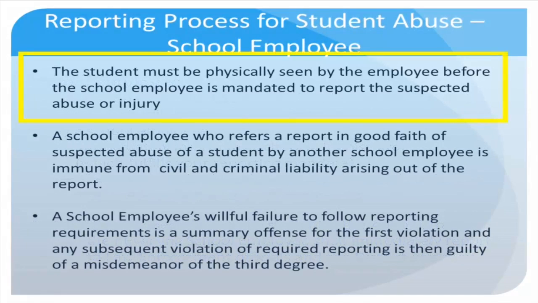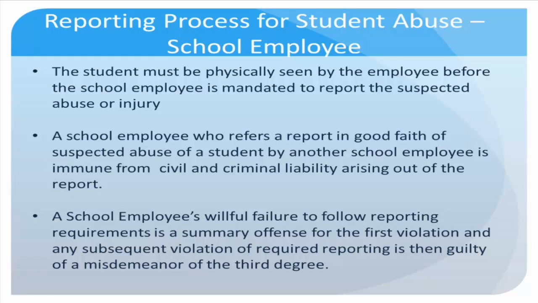The student must be physically seen by the employee before the school employee is mandated to report the suspected abuse or injury. When a school employee learns of suspected student abuse from another person, the school employee shall see the student and make a report of suspected student abuse if the reporting school employee has reasonable cause to suspect that the student was a victim of serious bodily injury or sexual abuse or exploitation by a school employee.